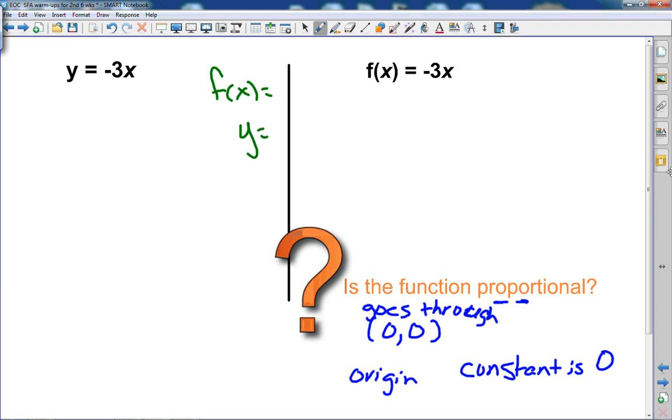Now, what is the constant? What's out here at the back? There it says negative 3x. This is my coefficient or my slope. And then there's nothing here. It's plus 0. So yes, they are proportional.